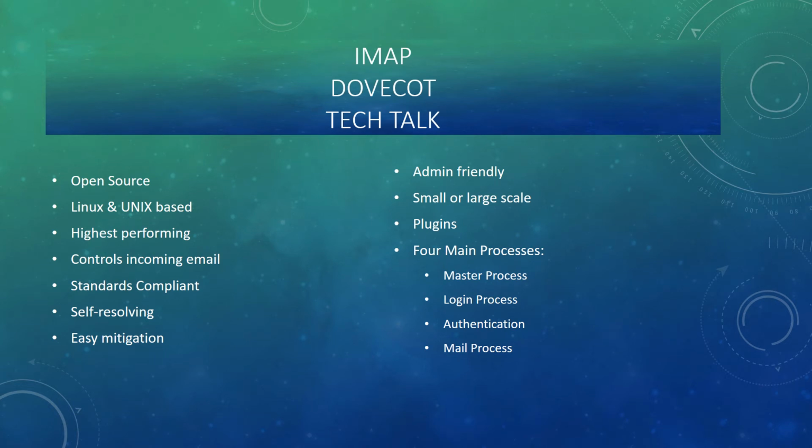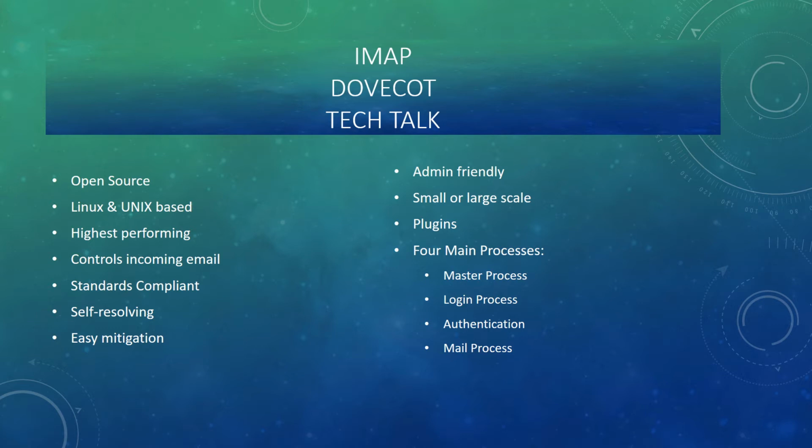All right, now I'm going to review Dovecot. It supports the IMAP protocol. Dovecot is an open source email server that is used for Linux and Unix-based operating systems. It is one of the highest performing IMAP servers that are out there. The Dovecot email server supports the IMAP email protocol and controls incoming email transmissions.